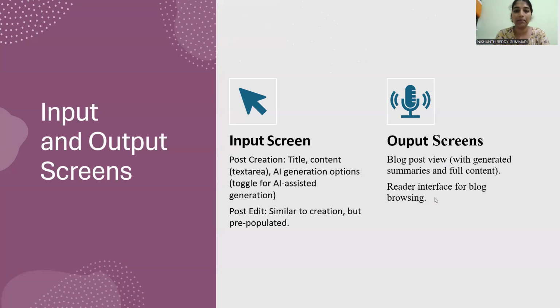Input and output screen. Input screen. Post creation: title, content text area, AI generation options, toggle for AI to assist and generate. Post edit, similar to creation but pre-populated. Output screens. Blog post view with generated summaries and full content. Reader interface for blog browsing.